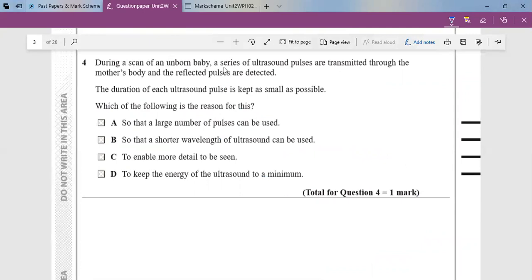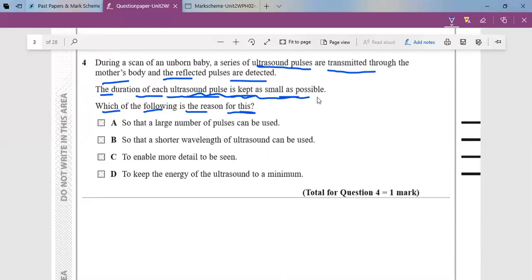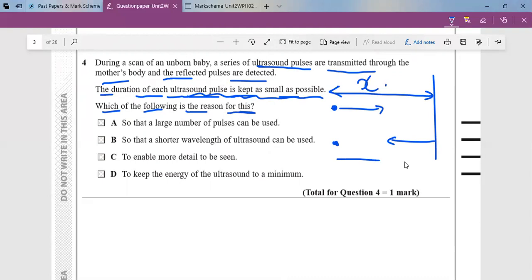During a scan of an unborn baby, a series of ultrasound pulses are transmitted through the mother's body and the reflected pulses are detected. The duration of each ultrasound pulse is kept as small as possible. Which of the following is the reason for this? Okay, so basically the idea is that you send ultrasound, it gets reflected from that surface and is detected over here. This distance is given to you, let's say X. So the total distance traveled by the ultrasound is X plus X, which is 2X. So that a large number of pulses can be used. Well, if you keep the duration small, possibly it can be a possible answer. Let's look at the other options.